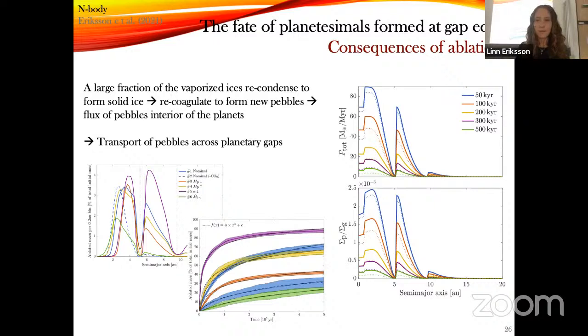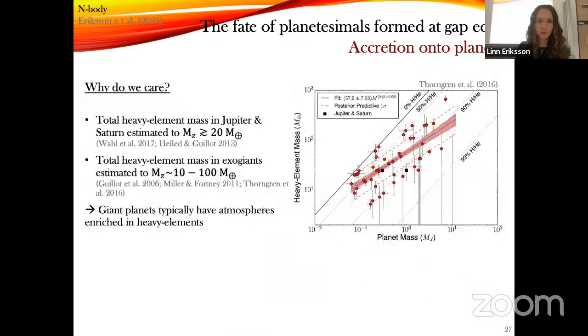Okay, so then the final thing I looked into was the accretion onto the planets. So why do we care about this? Well, this is because if you look at, for example, Jupiter and Saturn, they're estimated to have somewhere like 20 or more Earth masses of heavy elements in them. And if you look at exogiants, then you find that this estimate is somewhere like 10 to 100 Earth masses.